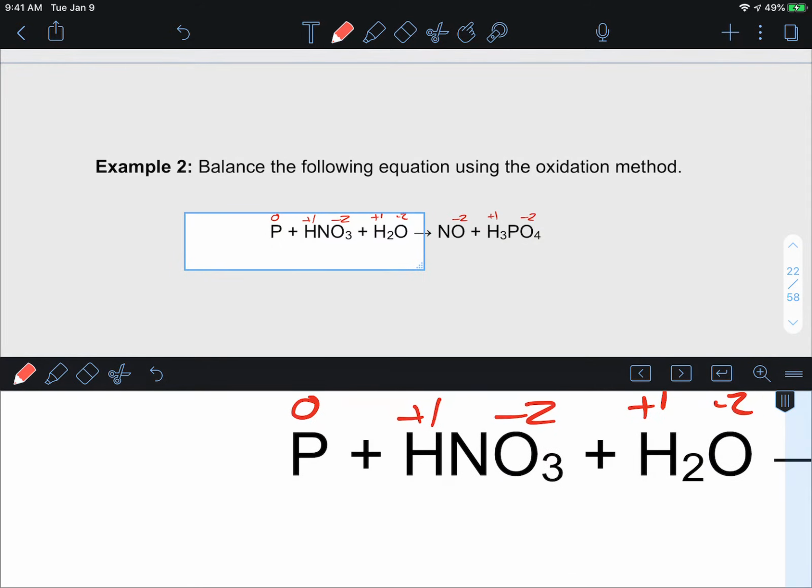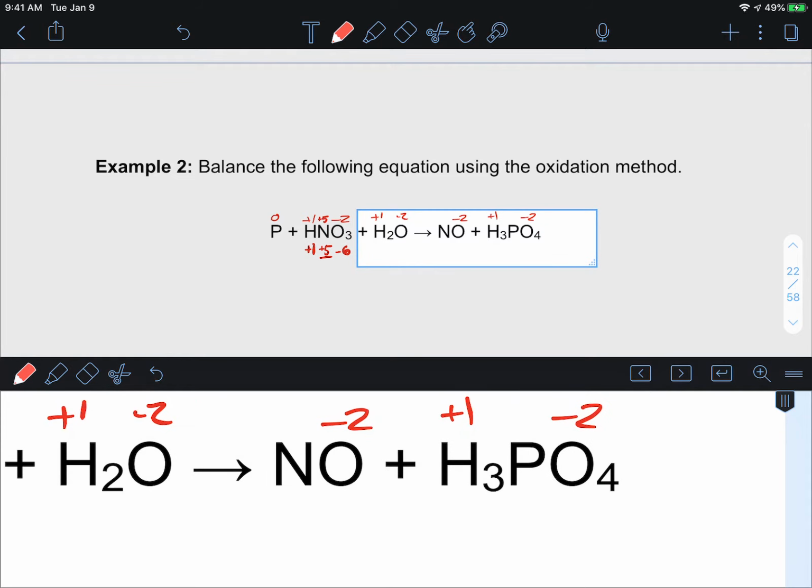So HNO3, minus 2 times 3, minus 6, plus 1 for hydrogen. That means I need a plus 5 to fill in the gap. So plus 5. Okay, over here I got a minus 2. I needed to add up to 0, so I need that plus 2. Plus 2 for nitrogen. I got a minus 2 on oxygen, so that's going to be minus 8 for all 4 of them. Plus 1 from hydrogen, plus 3. What's missing is, to add up to 0, I need a plus 5. Okay, put that 5 in.